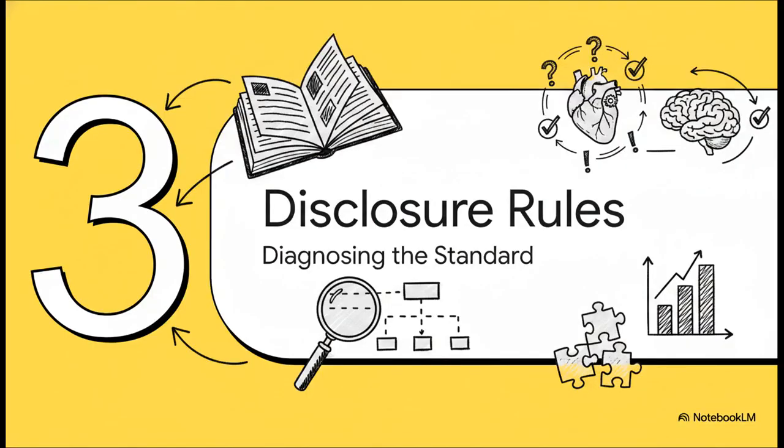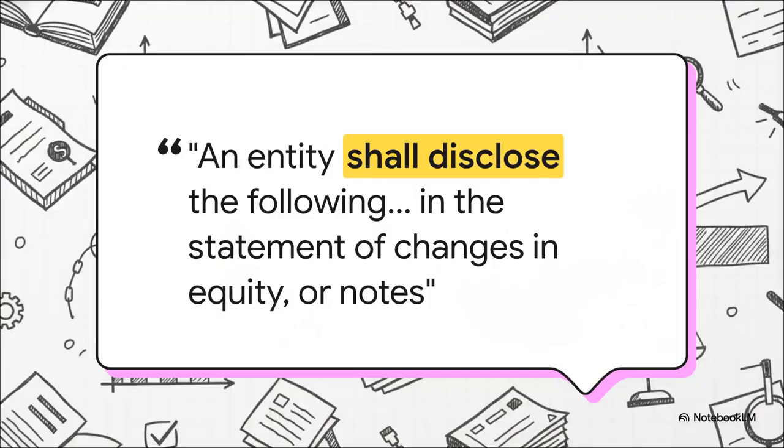Section 3. The Ind AS disclosure rules. Diagnosing the standard. To figure out exactly what went wrong, we need to pull up the rulebook, specifically Ind AS 1, which governs the presentation of financial statements. If we look at paragraph 79, it explicitly states that an entity shall disclose a specific set of details either in the balance sheet or in the statement of changes in equity or in the notes. So you have 3 location options, but making the disclosure, that's mandatory.